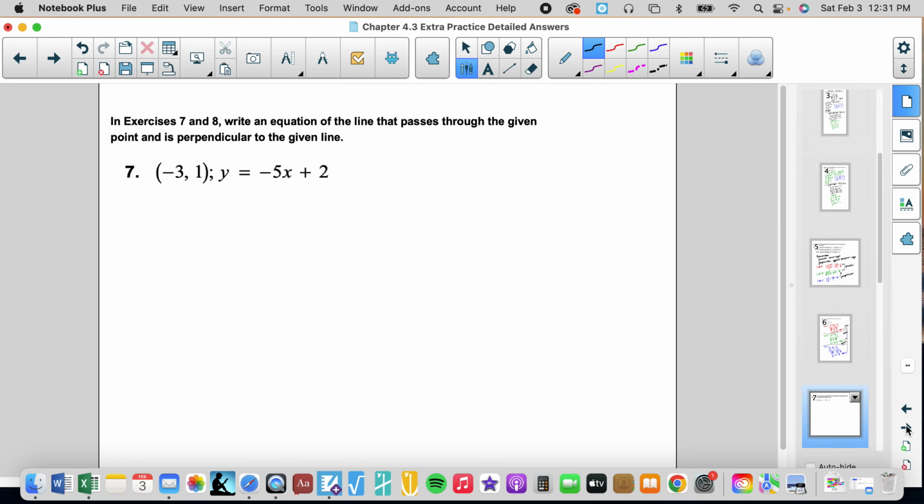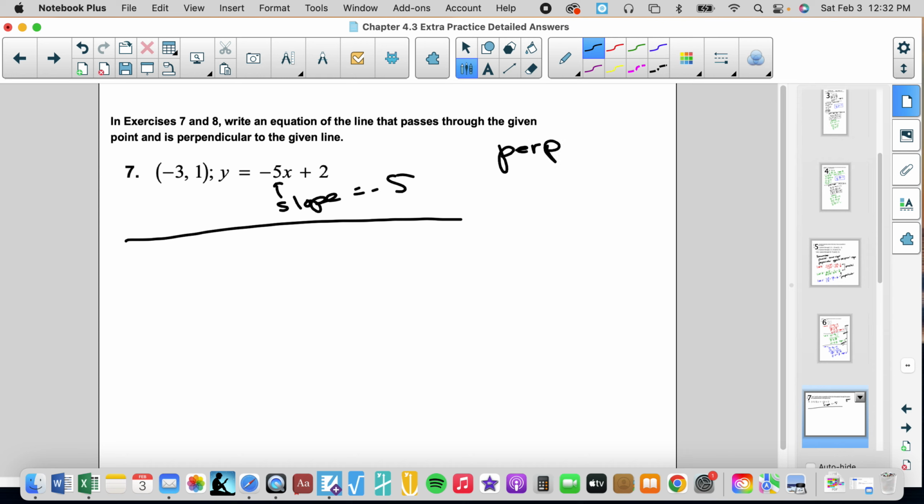All right. Exercise 7 and 8, write an equation of the line that passes through the given point and is perpendicular to the given line. So this is already in slope-intercept form. So the slope equals negative 5. So the line perpendicular to it would have a slope of positive 1/5. So I take the opposite sign, and then I take the reciprocal.